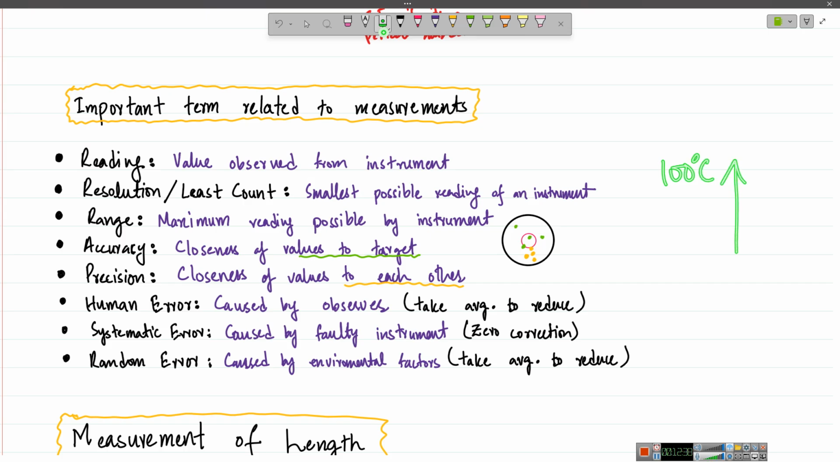If it goes above that, it will get damaged. So that's the maximum range, right? It reads from 0 degrees Celsius all the way to 100 degrees Celsius. That's the range of it, right? It has a range of 100 degrees Celsius, so that is the maximum value that is possible.